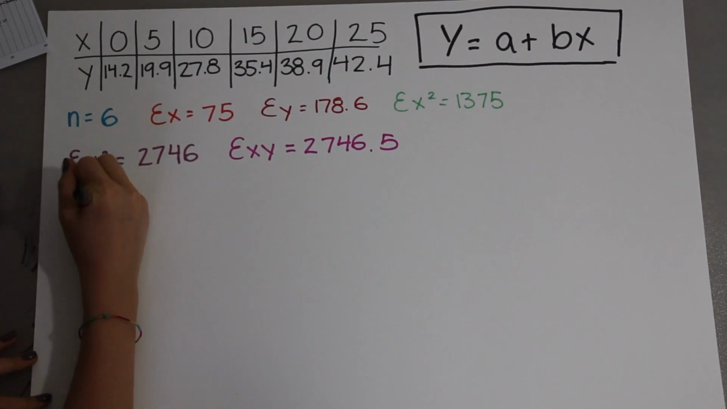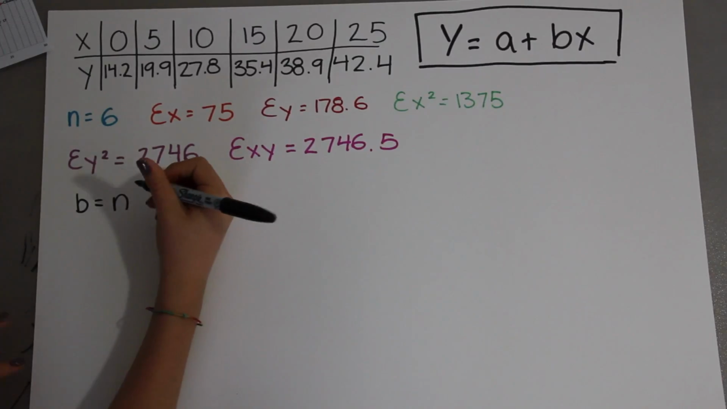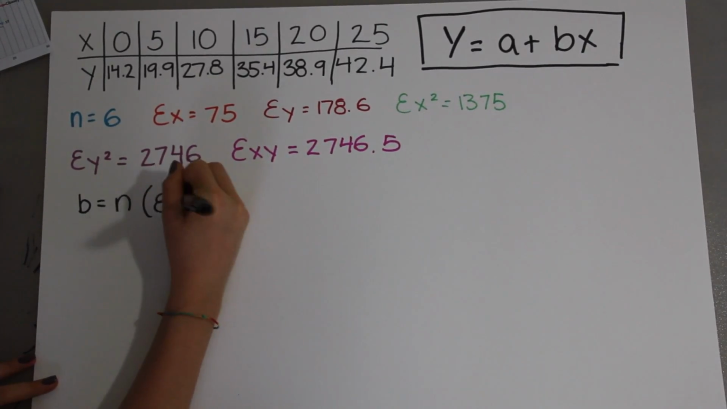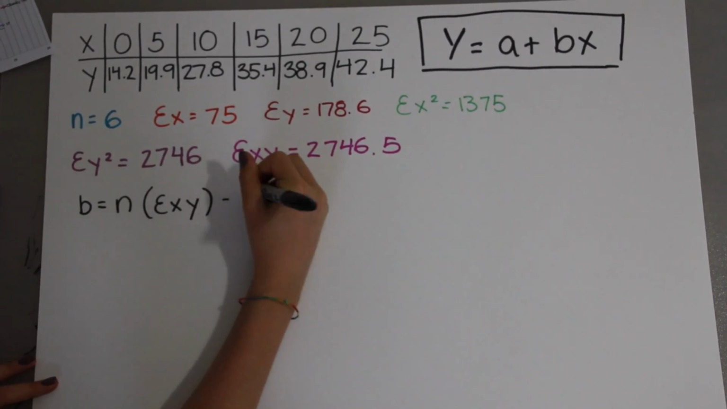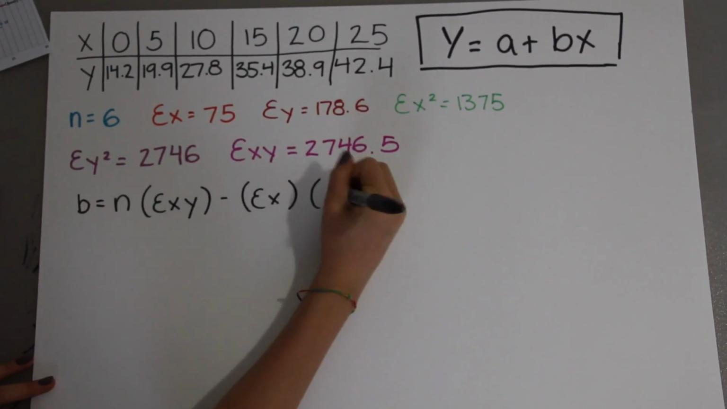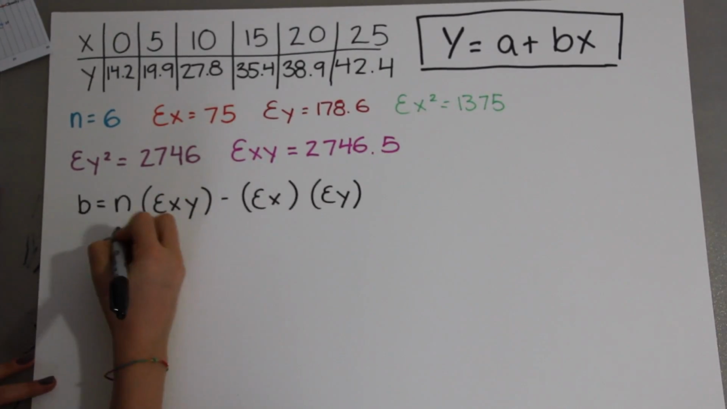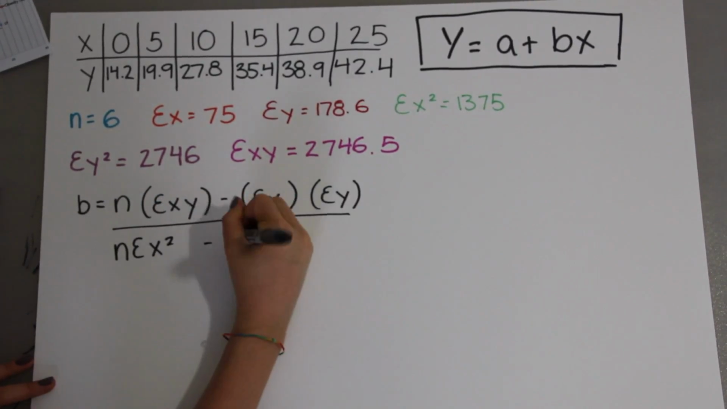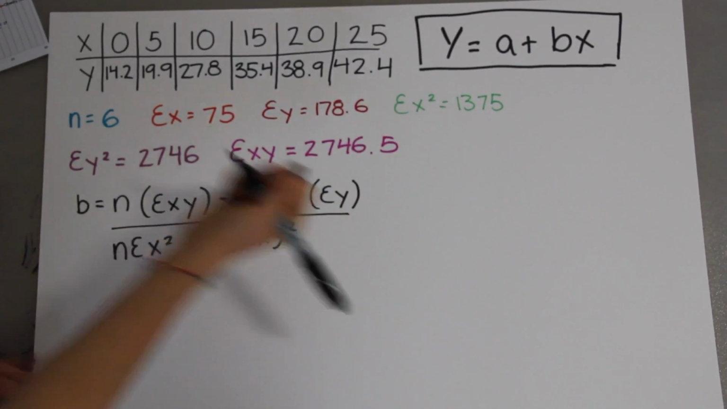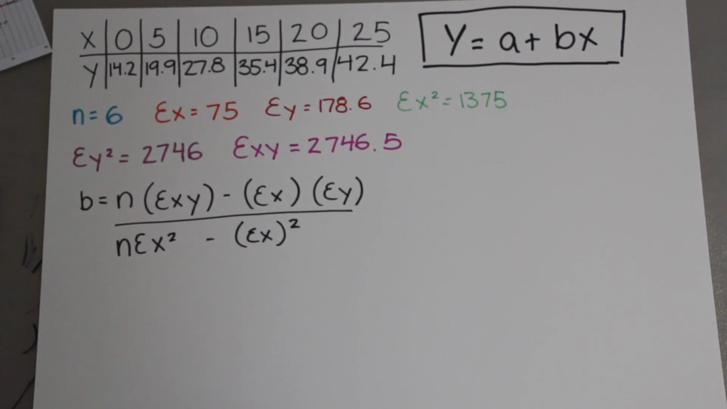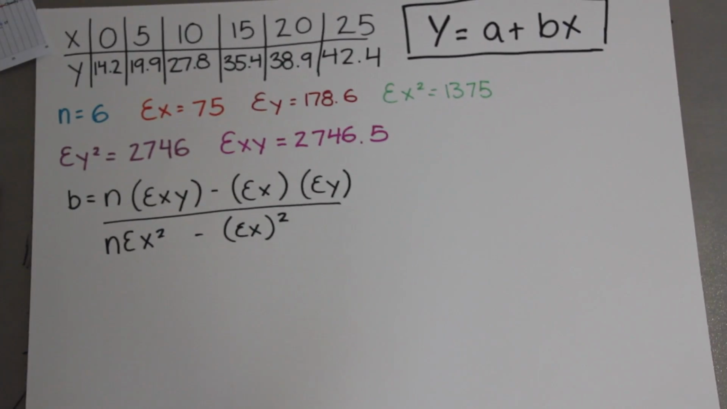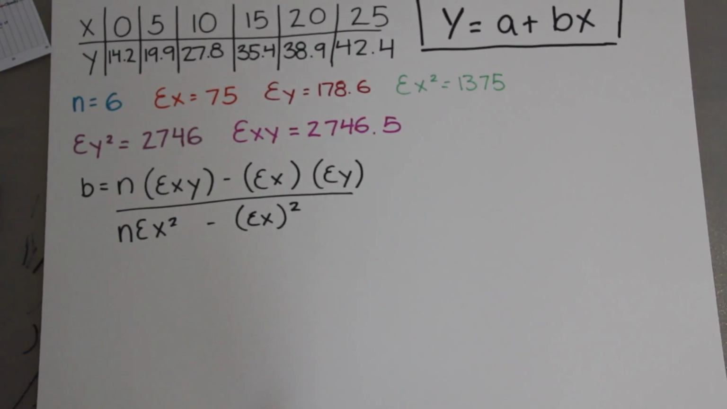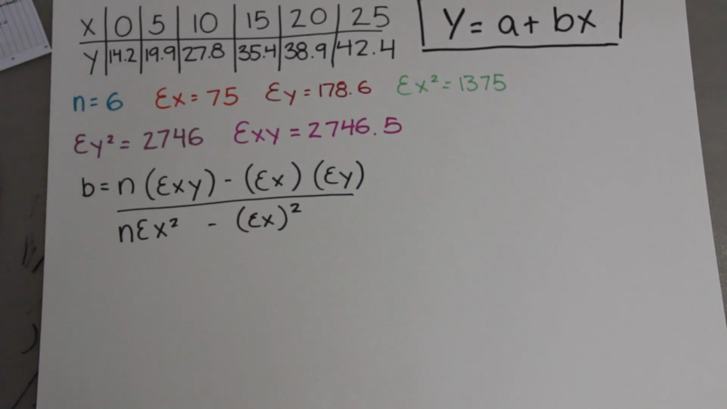Here I rewrote all the information that we have to make it nice and neat so that we can find a and b with the 2 different formulas. First we're going to find b using the formula b equals n times the sum of x times y, minus the sum of x times the sum of y, over n times the sum of x squared, minus the sum of x, squared.